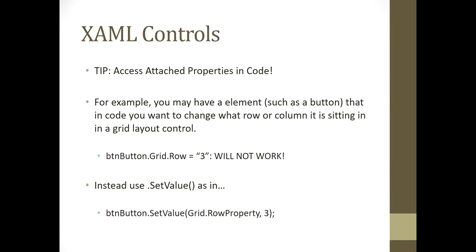So the real code would be the name of the control, or element, I should say, btnButton.SetValue, and then you can pass in the particular property and the value you want for it. So you can say Grid.RowProperty, and the IntelliSense will help you there. If you do it this way, it comes up with a list of the attached properties that are available, and so on.